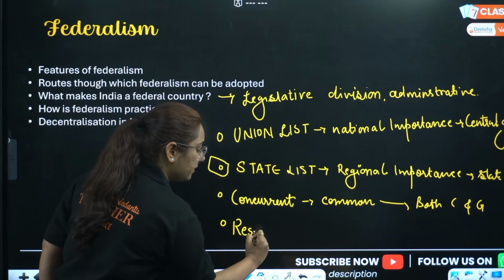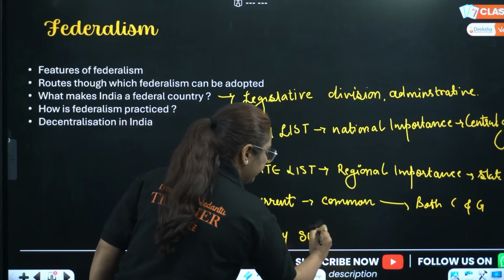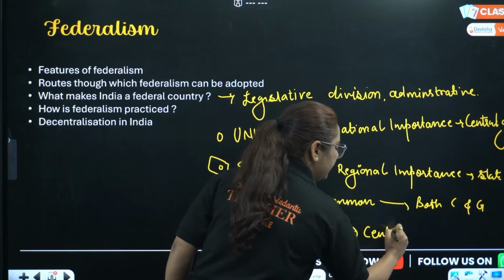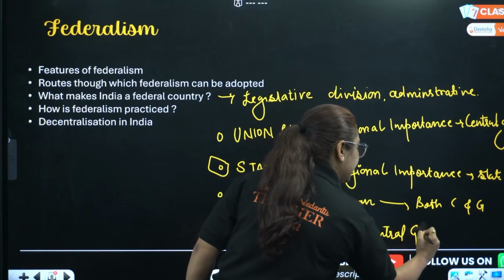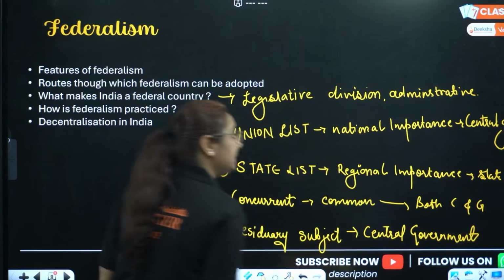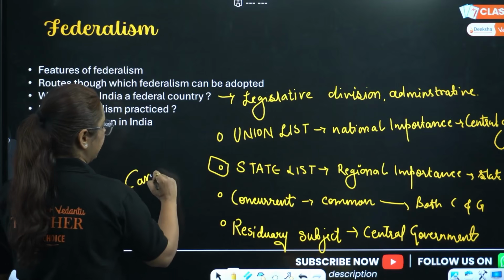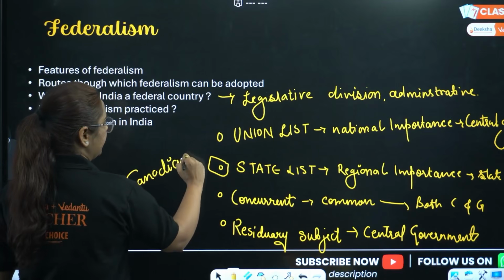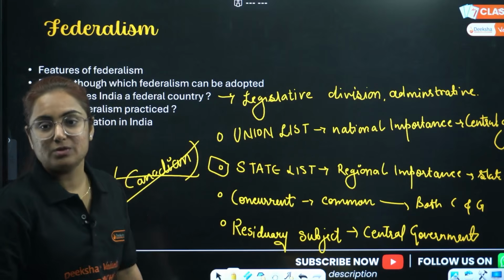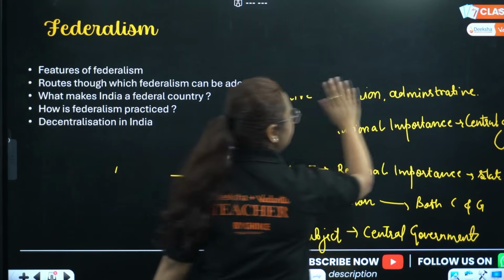Then there are certain residuary subjects which are not listed anywhere, added later. Who makes the law in this? The central government makes the law. Why? Because India follows a pattern in which federalism is there, but the center is more powerful. This is basically a Canadian arrangement. Do not write it anywhere because this is not given in NCERT. I'm just telling you.